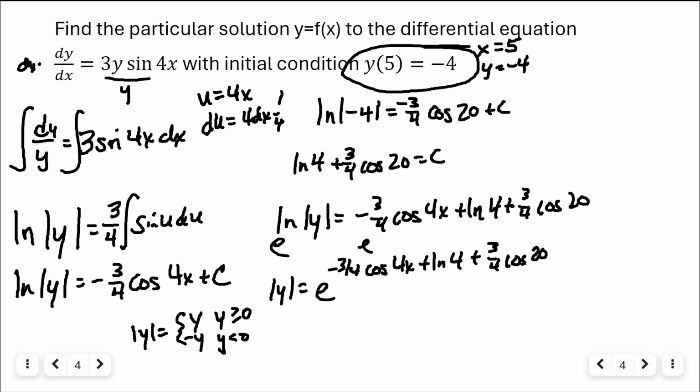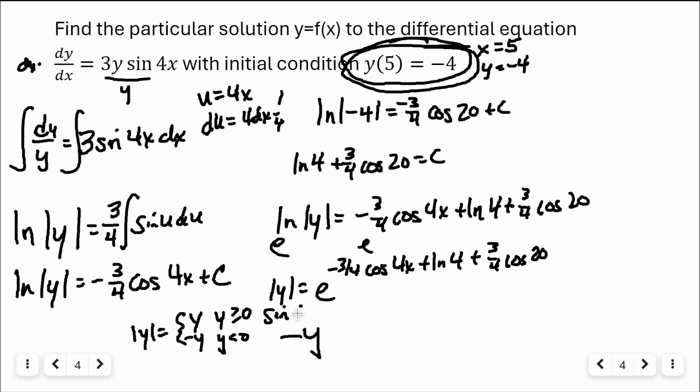Well, again, we have this initial condition. Okay, what do we know about y? The number that's going in for y is -4. So we're on the bottom piece. So the absolute value of y in this equation is really equal to -y.